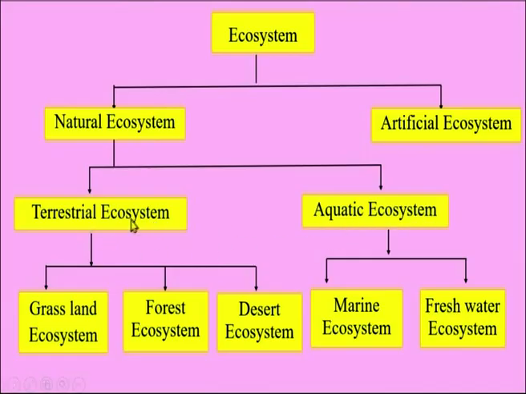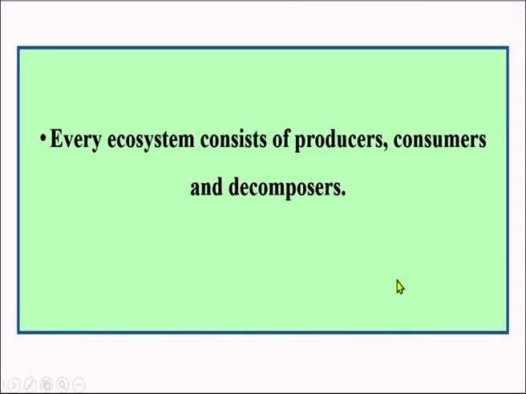Terrestrial ecosystem consists of grassland ecosystem, forest ecosystem and desert ecosystem, whereas aquatic ecosystem is of two types: marine ecosystem, that is sea and oceans; freshwater ecosystem, that is rivers, ponds, lakes, etc. Every ecosystem consists of producers, consumers and decomposers.